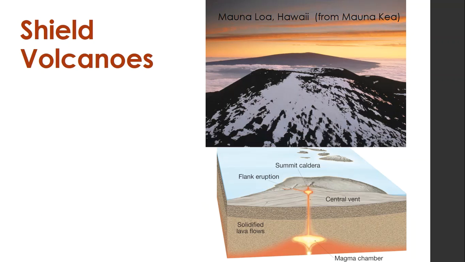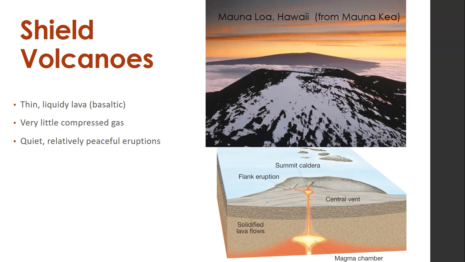Shield volcanoes are a different type of volcano, and that's an example of Mauna Loa in Hawaii. We have this very thin, liquidy lava, which is basaltic. It's not andesitic like that thick lava. It's much thinner. You have very little compressed gas. You get quiet, relatively peaceful eruptions, and you get lava flows really far down the slope. It moves fast, but not that fast, right? It's not going to overtake you.